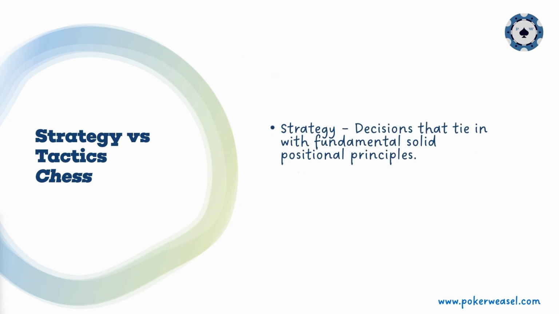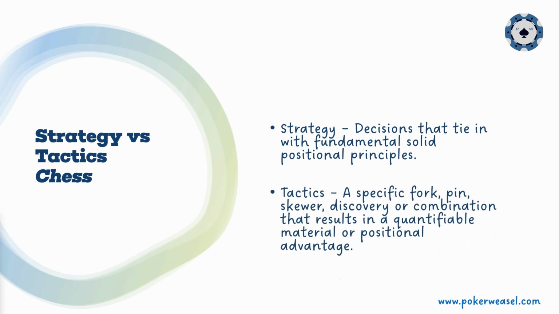Now, just to give you some examples from chess, hopefully many of you are familiar with the basics of the game. Chess players talk a lot about strategy versus tactics. Strategy in chess, these are decisions that tie in with fundamental, solid positional principles. We usually see this in the earlier stages of a game of chess. Perhaps players are following a set opening. Either way, it's not always clear whether moves in the game are conferring an advantage to one specific player over the other. We just know that both players are proceeding in a way that ties in with the overall positional objectives.